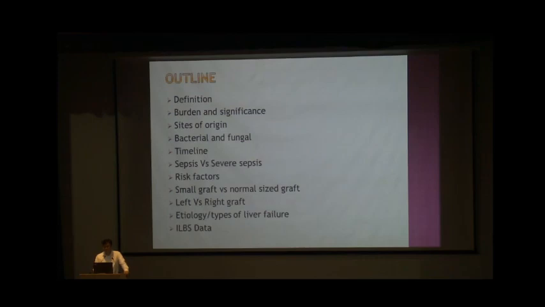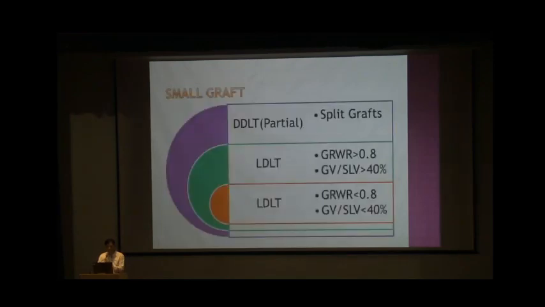how the incidence of sepsis is different between small graft and normal sized graft, any difference between left and right lobe graft, and depending upon the type of the etiology of liver failure, does it have any consequence on incidence of sepsis, and subsequently ILB's data.